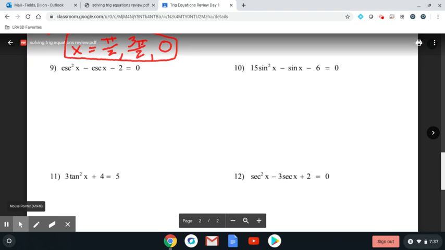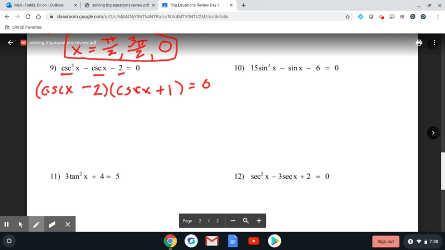So the first thing on number 9 is when we see two of these cosecants in the same equation, good chance that you're going to have to factor. And since you have a cosecant squared, cosecant, and the number by itself, we're going to factor this into our two sets of parentheses. We're going to start each set with a cosecant x. And then our factors of 2 to give us that -1 in the middle. We know the only factors are 2 and 1. The 2 has got to be negative. The 1 has to be positive.